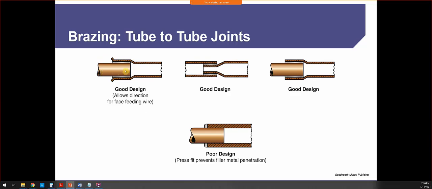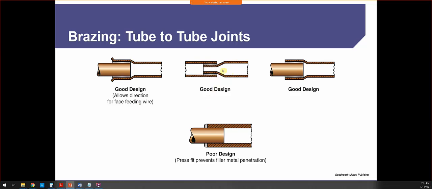And the reason for that is we want to minimize how many braze joints we have. If I have a coupling, I'll have 2 braze joints for 1 fitting. If I have a swage joint, well, the one pipe fits into the other pipe, and I just make my braze connection, and I'm good to go. The filler metal fills in all the way around. I have a nice tight connection.